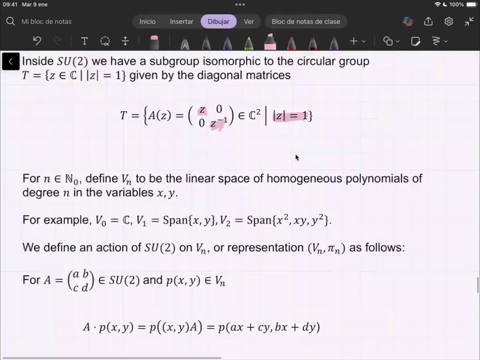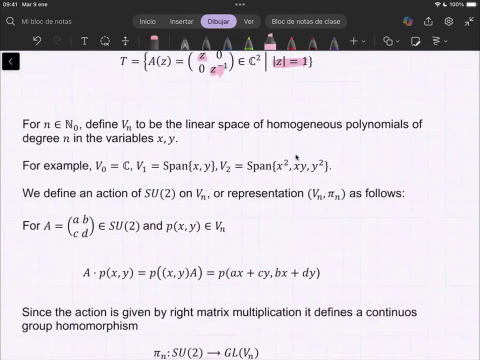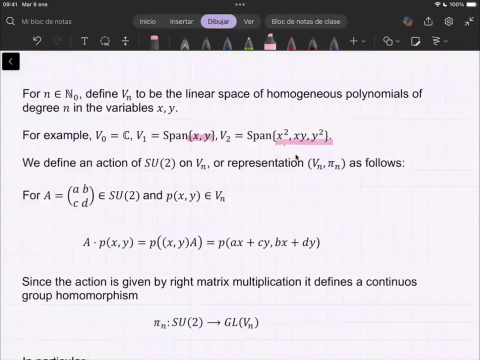there are a lot of ways of defining the irreducible representations. Now, okay, as follows. We take the linear space of homogeneous polynomials of degree n in two variables. So, for example, for n equals 0, we have the field. For n equals 1, it is just the linear combinations of the two elements x and y. For n equals 2, they are the linear combinations of these monomials, and so on. So for these spaces, we define an action of SU2 by a matrix.